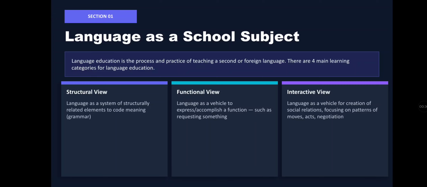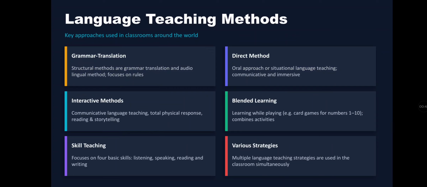Language education is the process and practice of teaching a second or foreign language. There are main learning categories for language education: structural view, functional view, and interactive view. Now let's see some of the language teaching methods and the key approaches used in classrooms around the world. The first one is grammar translation.